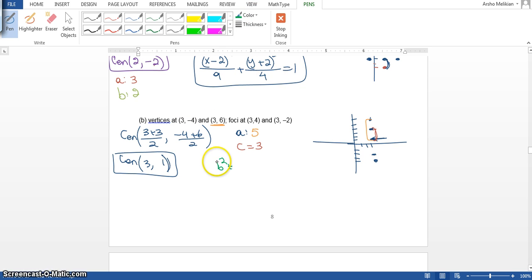b² plus c² is equal to a². If you do the math, which I am more than confident that you guys can do, b is equal to 4. So now I can write my equation, which will be (x − 3)² over 16 plus (y − 1)² over 25 is equal to 1.